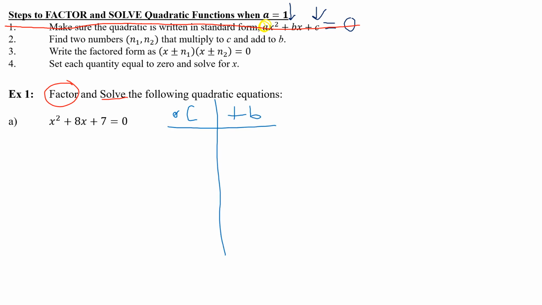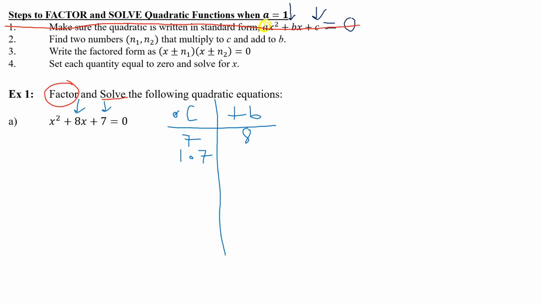Looking at it, c is the value 7, and b is the value 8. So I want two numbers that when I multiply them give me 7, but when I add them give me b. I always start with numbers that multiply to give you c because there are fewer possibilities, especially because 7 is a prime number. The only numbers I can multiply together to give me 7 are 1 times 7. Then I need to see if they satisfy the other condition.